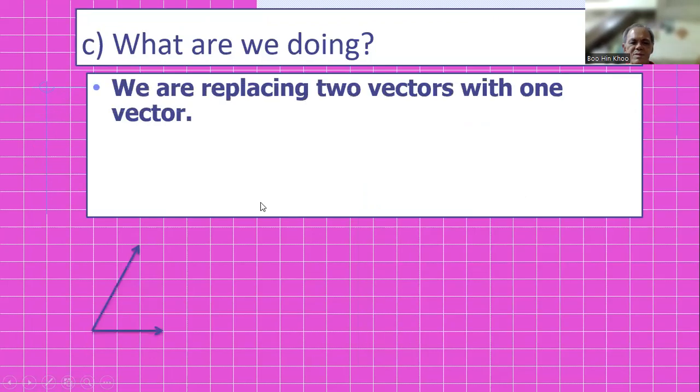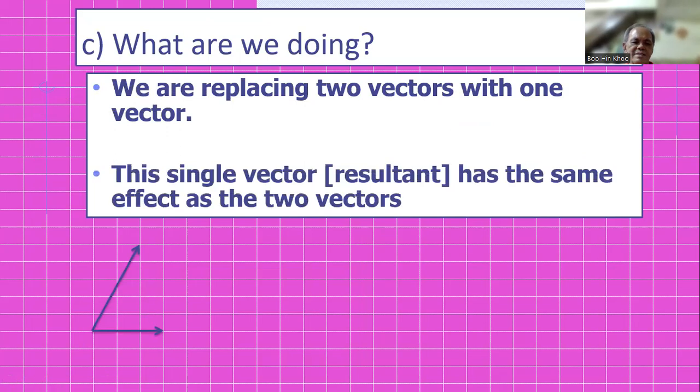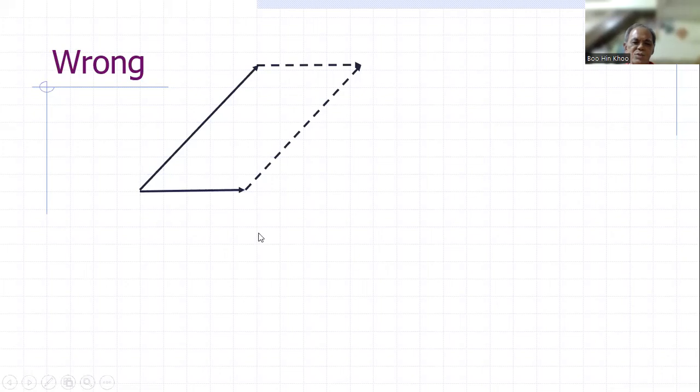What are we doing? We are replacing two vectors with one vector. This single vector, called the resultant, has the same effect as the two vectors. That's all. These two vectors represent your resultant. Both of them have the same effect. But it's wrong to draw that way and then join it here. Like that, it's wrong. Because this one, basically, that is your body here. If you think of forces, these are the two forces acting on the body. The body will be going this way, not going that way.